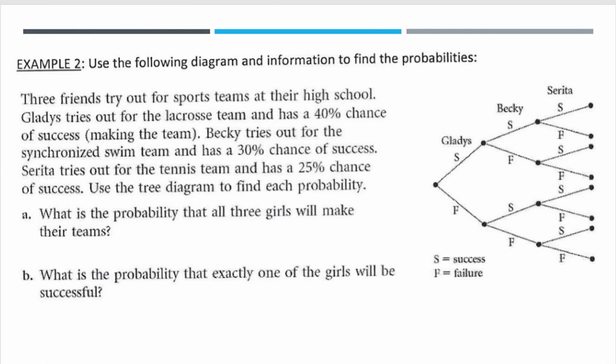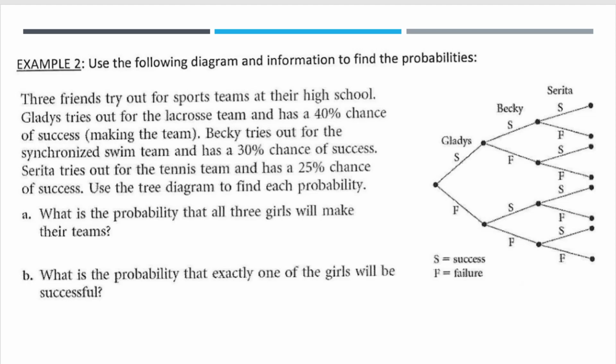In example 2, use the following diagram and the information to find the probabilities. 3 friends try out for sports team at their high school. Gladys tries out for the lacrosse team and has a 40% chance of success, meaning making the team. Becky tries out for the synchronized swimming team and has a 30% chance of success. And Sarita tries out for the tennis team and has a 25% chance of success. Use the tree diagram to find the probabilities.